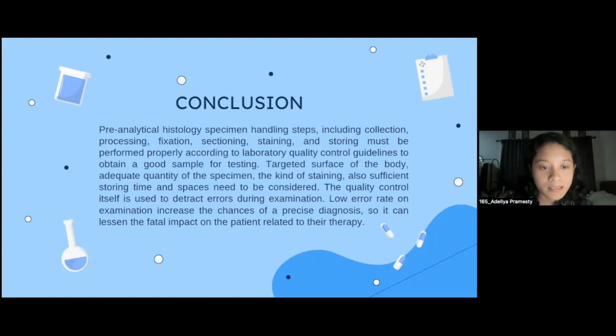Conclusion: pre-analytical histology specimen handling steps, including collection, processing, fixation, sectioning, staining, and storing must be performed properly according to laboratory quality control guidelines to obtain a good sample for testing. Targeted surface of the body, adequate quantity of the specimen, the kind of staining, also sufficient storing time and spaces need to be considered. The quality control itself is used to detect errors during examination.